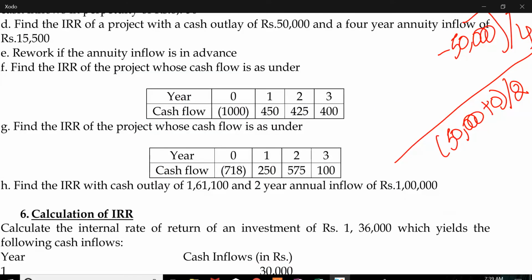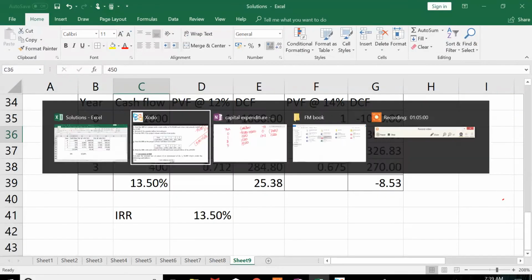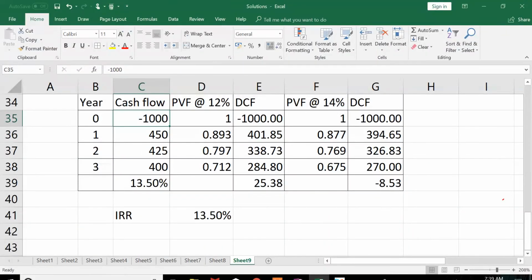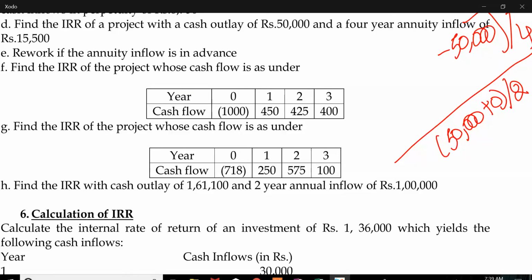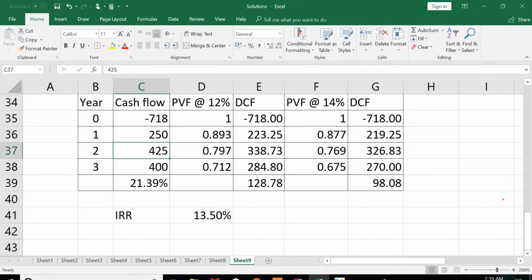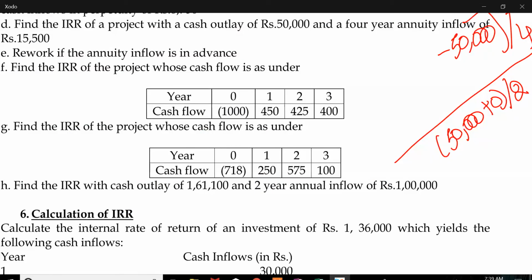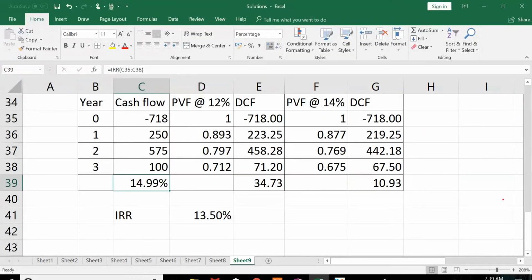Everyone done? Okay, next two parts I'm not going to do in the class. I'll leave it as homework, but I'll tell you the answer alone. You can note down the answer. The question number G is 14.99%. That's the answer. Excel directly gives you the answer. 14.99%. You can do it at home.